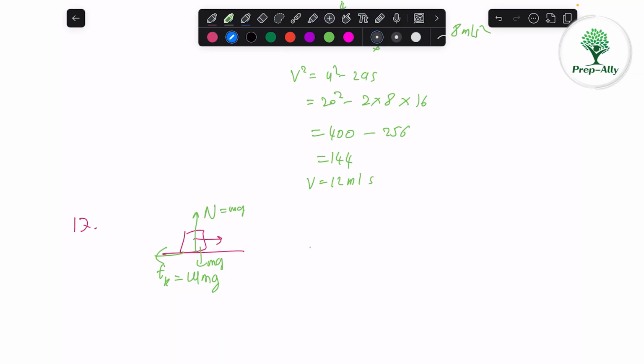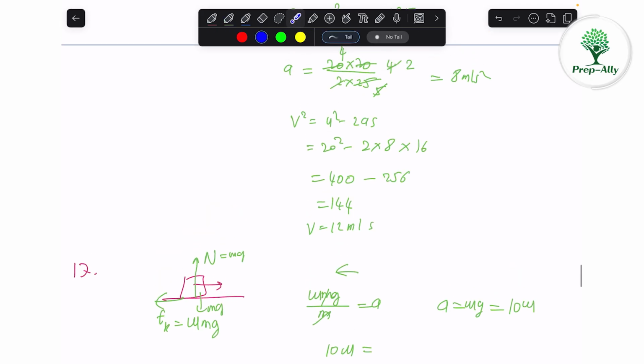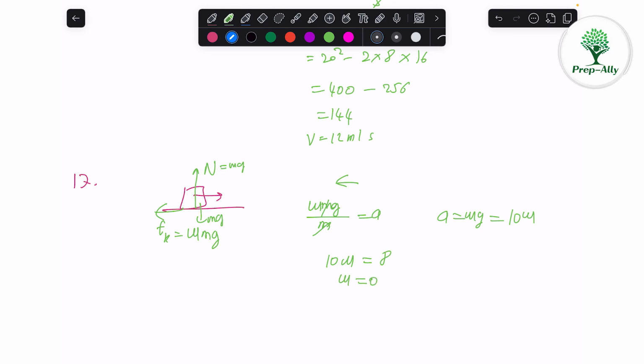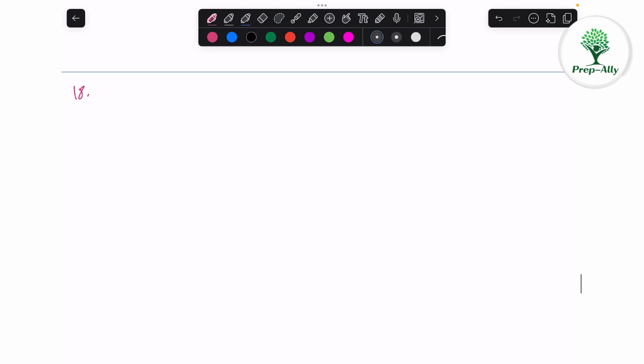So the force is mu mg in the left direction. So the acceleration will be this force upon mass. So acceleration is equal to mu g, which is actually 10 mu, if we just use g as 10. So 10 mu is equal to 8 meter per second square, which we got as the acceleration. That means mu is equal to 0.8. So if mu is equal to 0.8, for 17 option C is correct.